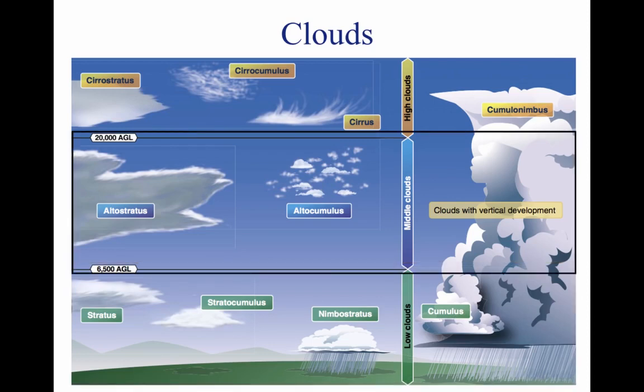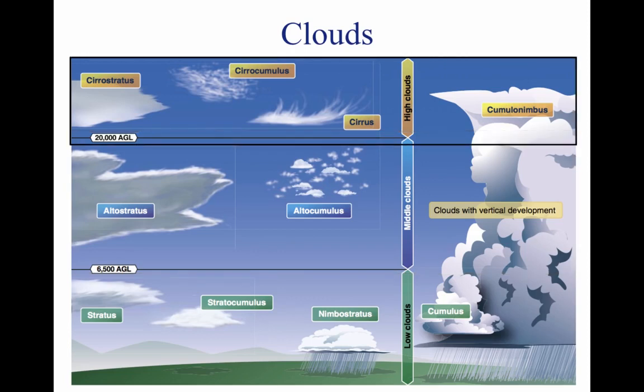Middle clouds form around 6,500 feet AGL and extend up to 20,000 feet AGL. They are composed of water, ice crystals, and supercooled water droplets. Typical middle-level clouds include altostratus and altocumulus. These types of clouds may be encountered on cross-country flights at higher altitudes. Altostratus clouds can produce turbulence and may contain moderate icing. Altocumulus clouds, which usually form when altostratus clouds are breaking apart, also may contain light turbulence and icing.